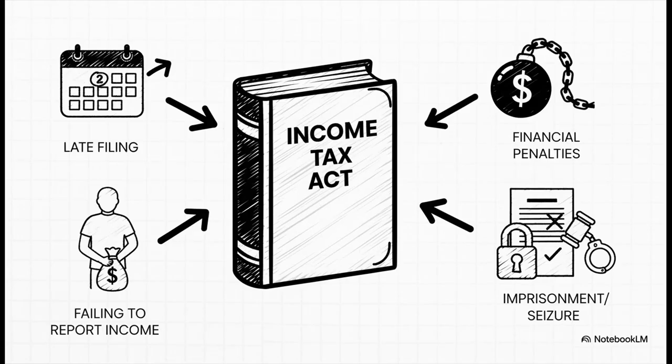And of course, what happens if you don't play by the rules? Well, there are consequences. The whole system is built on people complying voluntarily, so the Income Tax Act has some pretty significant penalties to encourage that. We're talking penalties for filing late, for not reporting all your income, and especially for knowingly making false statements. And remember, these penalties are charged on top of the interest you'll owe on any unpaid tax. It can get expensive fast, so it's always, always better to just be compliant from the get-go.